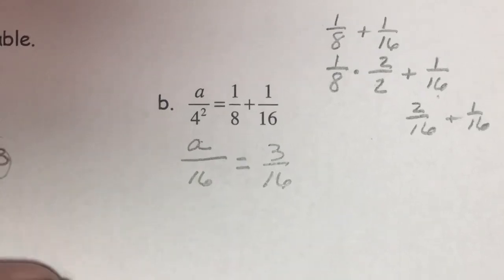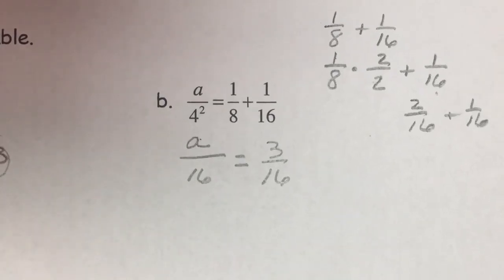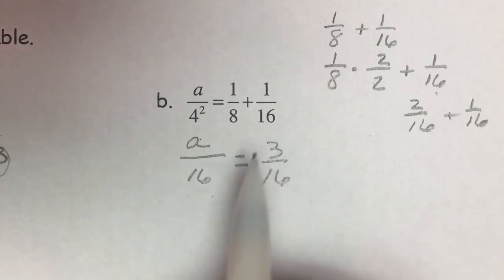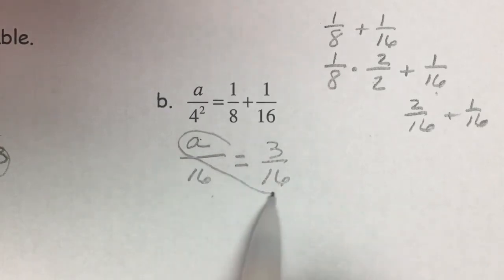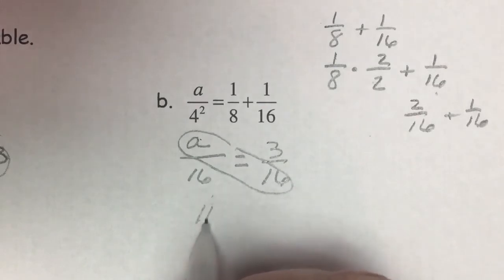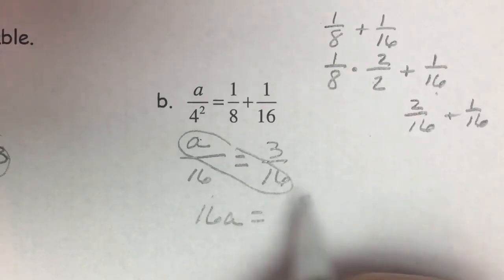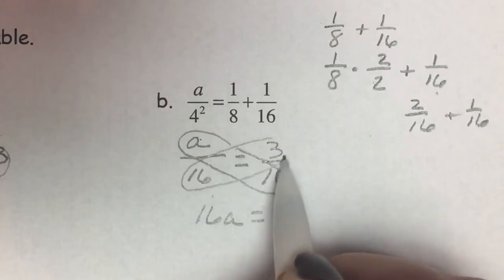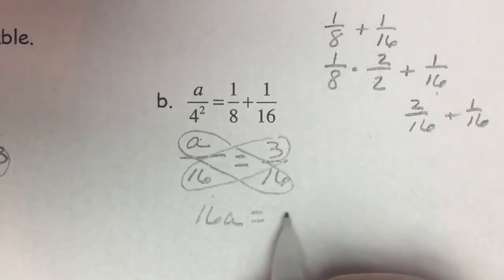Now I want to show you something with this one, and we could have actually used this with 1a too. Notice that what I have here is a proportion. We talked about a proportion before. A proportion is two ratios or fractions that are equal to one another. Do you remember an easier way we could solve a proportion? We can cross multiply. So I can go across here and multiply, and I get 16 times a. I can go across here and multiply, and 16 times 3 is 48.